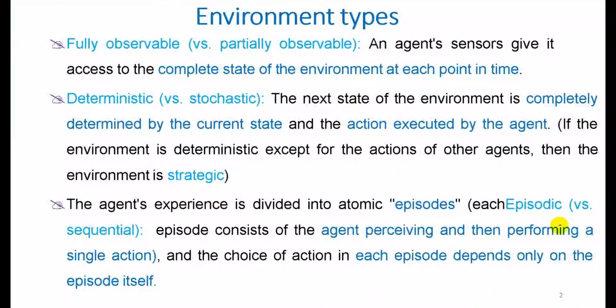The third types of environment are episodic versus sequential. Episodic means divided or bounded, a number of episodes, like files on YouTube. An episode consists of an agent perceiving and then performing a single action. If the agent perceives and performs a single action, we call it an episode. The choice of an action in each episode depends only on the episode itself. If it is sequential and does not end, we call it sequential.